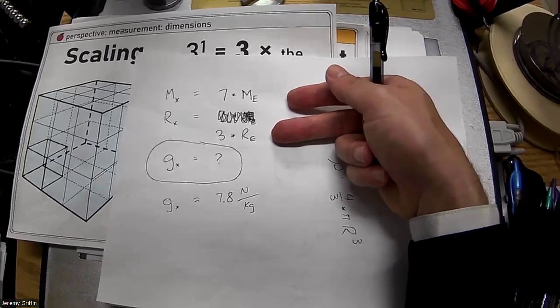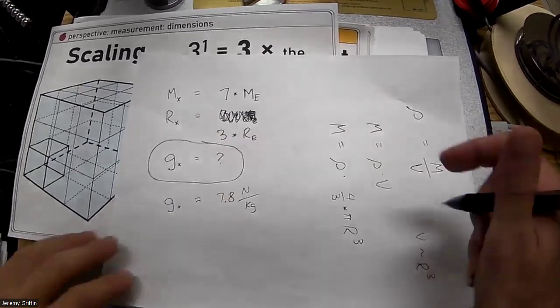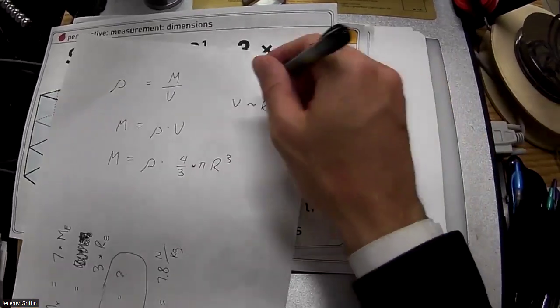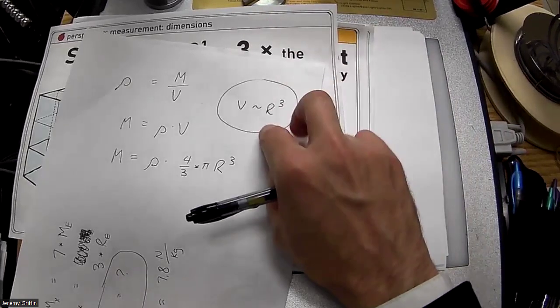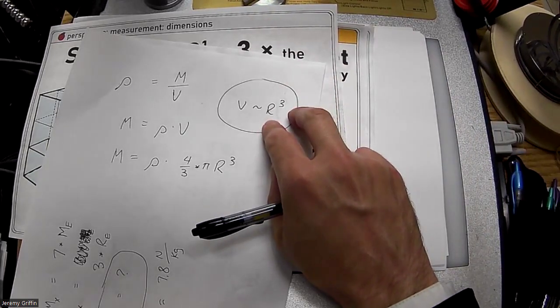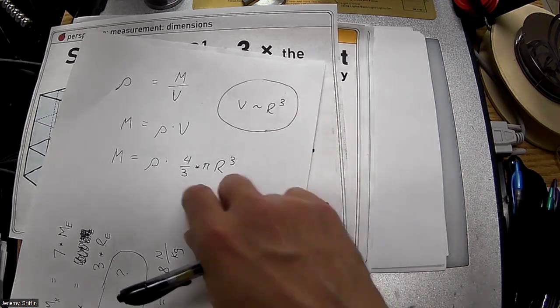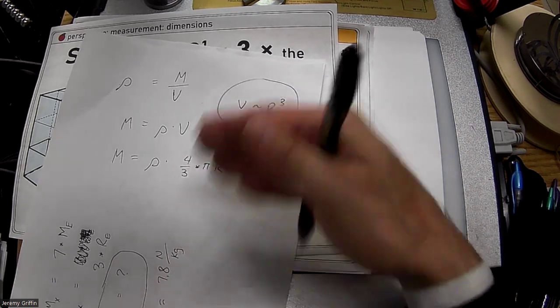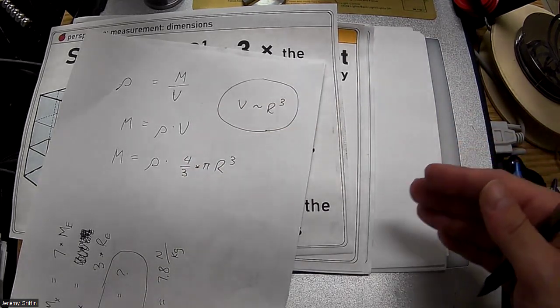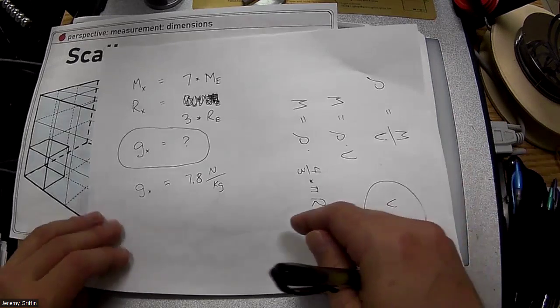Yeah. Here's how you know. Because 3 times the radius of Earth is connected to this right here, which is how many times the volume of Earth? 3 times 3 times 3 is 27 times the volume. Even if you include the 4/3 pi, when you divide it out, that part cancels out and doesn't matter. So it's 27 times the volume.